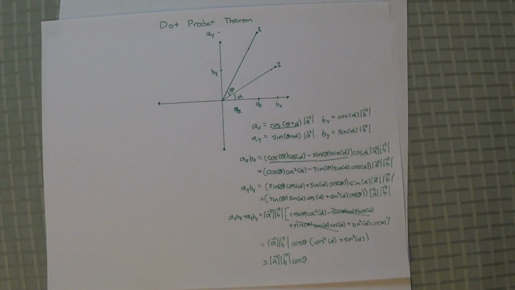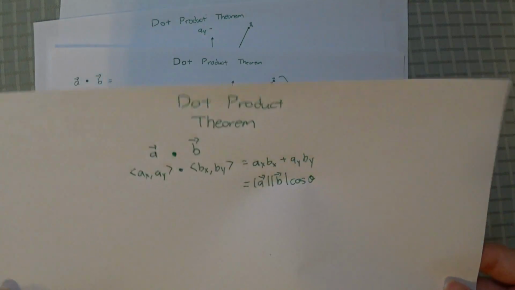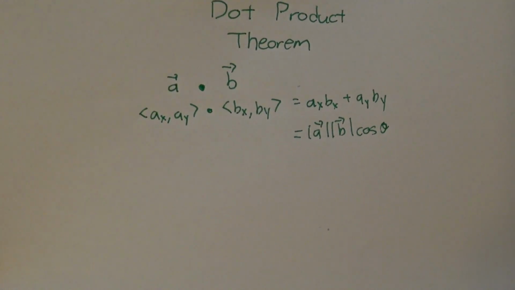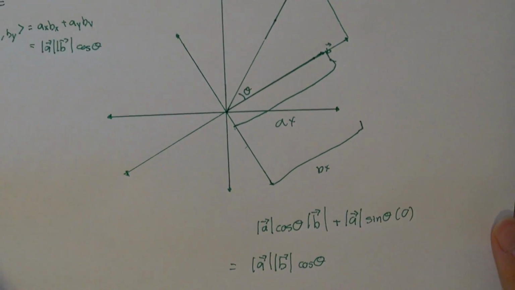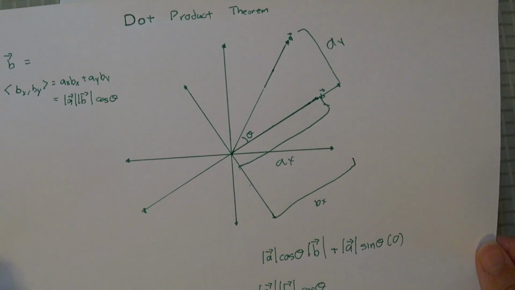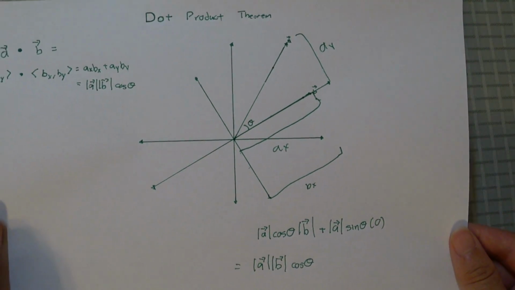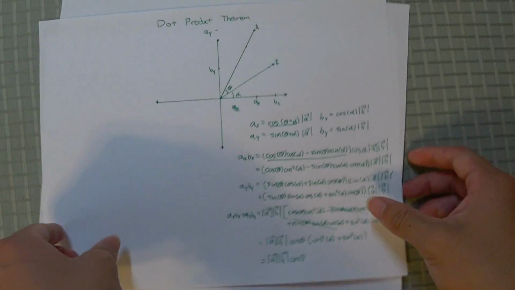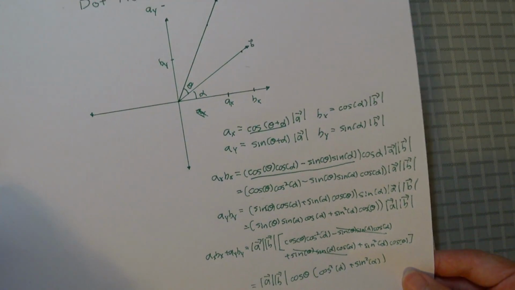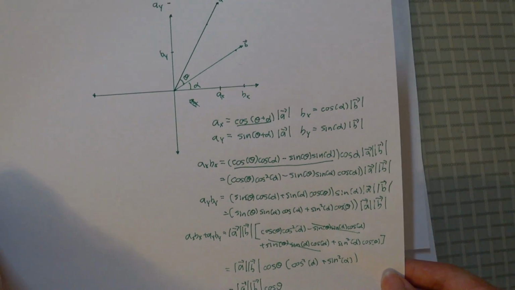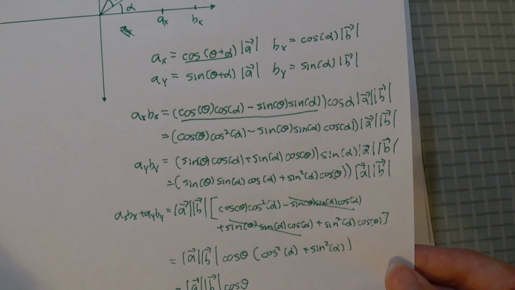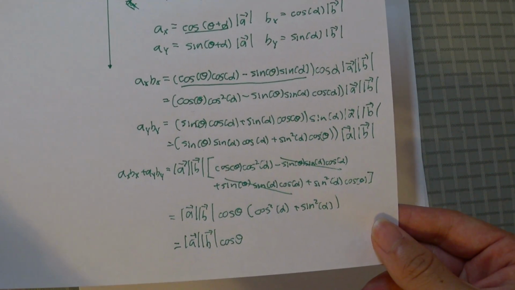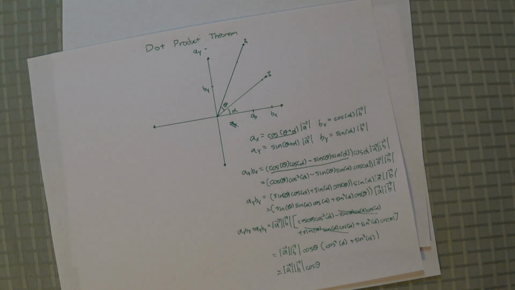So I'll show you each of the papers again. So this is the dot product theorem, basically. And this is the way to do it with redefining axes. And this is the way to prove it, I guess, without redefining your axes. So yeah, there you go.